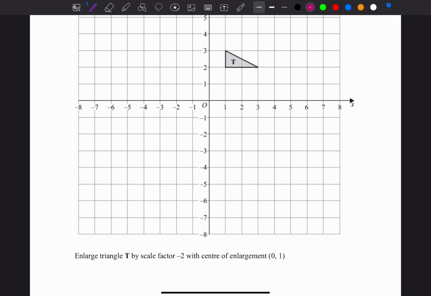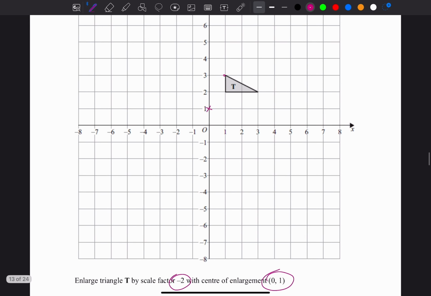Enlargement by a negative scale factor of -2, enlargement centre (0, 1). Okay, so (0, 1) is here. Let's check this point. In order to go there, it is 1 left and 2 down. So 1 left means -1, 2 down means -2. You multiply that by -2, which will give you 2.